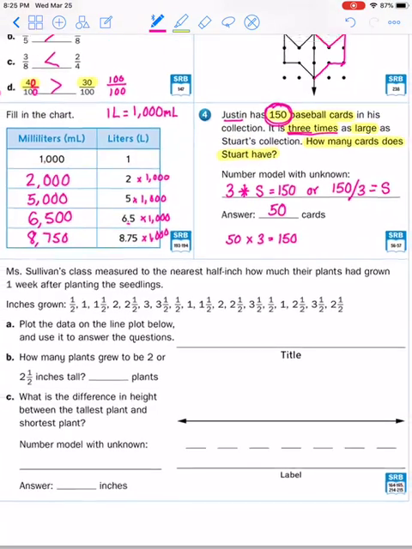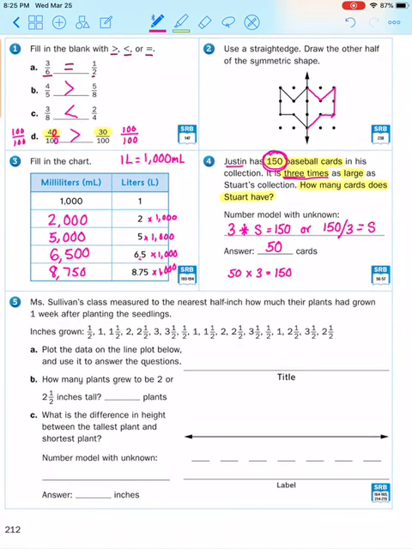Okay, the last question is another line plot. So it says Mrs. Sullivan's class measured to the nearest 1/2 inch. That means each one of these is going to be a 1/2 inch apart.